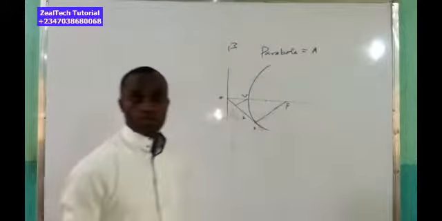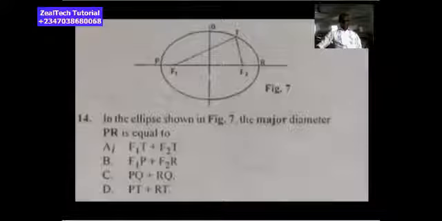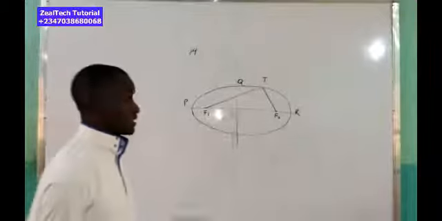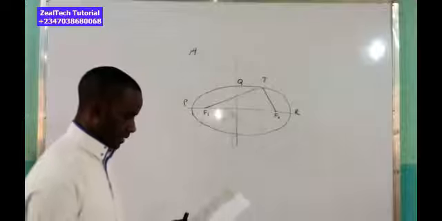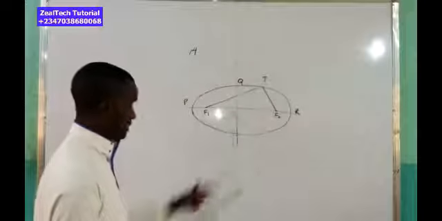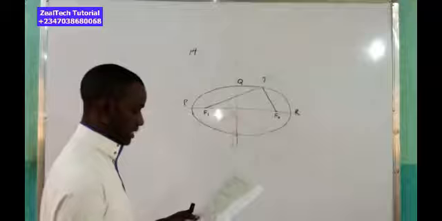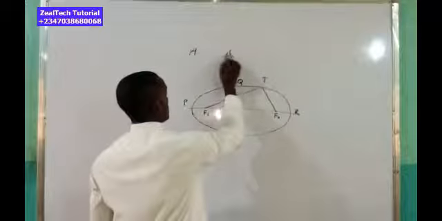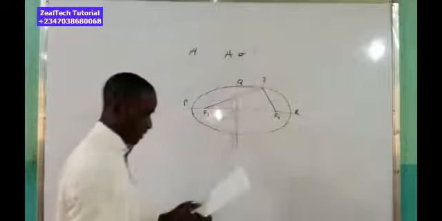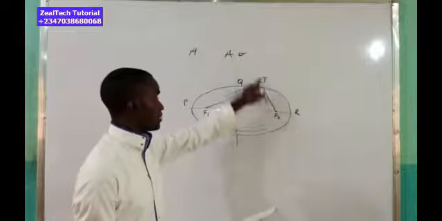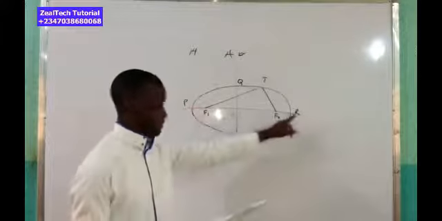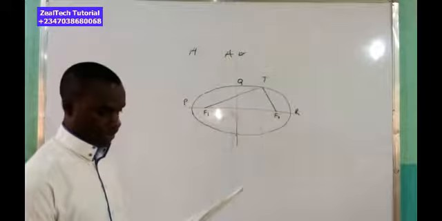Question number 14 requires an illustration for your decision about the answer to be clear. This is a diagram for question number 14. If you look at this particular problem, this is figure 7. The answer is A. That's the correct thing. And how? That means F1T plus F2T is the same thing as PR.